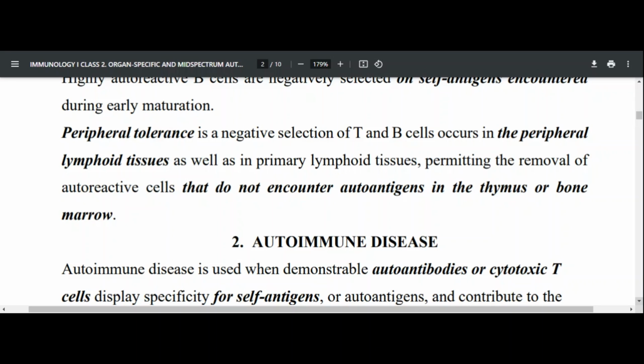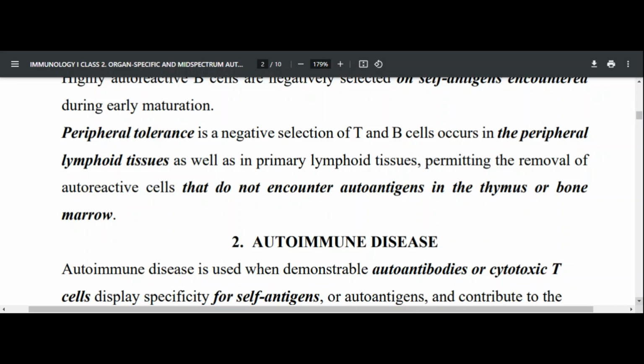But of course, that tolerance can fail. Tolerance happens in two phases: central tolerance, which happens during fetal development, and peripheral tolerance, which happens in time. Central tolerance involves the bone marrow and the thymus, which are primary lymphoid tissues, whereas peripheral tolerance involves peripheral lymphoid tissues. It acts on those cells that were not able to encounter autoantigens in the primary checkup, in the thymus and bone marrow, and these cells are now exposed to second antigens.